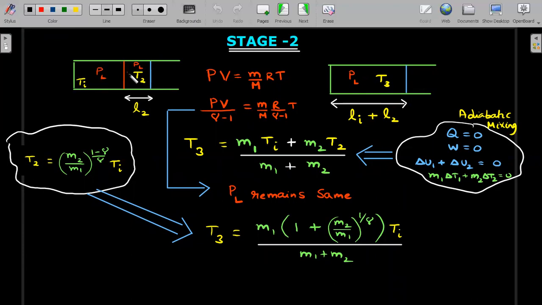And once the partition opens, it's as good as not having any partition. I just removed it. And then the final pressure, I'll prove that it should be the same PL, because the pressures are the same. And temperature should change to a new value called T3. Okay, and the volume has become equivalent to a length of L1 plus L2, where L2 we already solved in the previous page. So when you write PV is equal to m by M into RT for any of the sides' gases, you can also write this as PV by gamma minus 1 on both sides by division. So you could see this R by gamma minus 1 here, right? This is nothing but your CV kind of stuff.